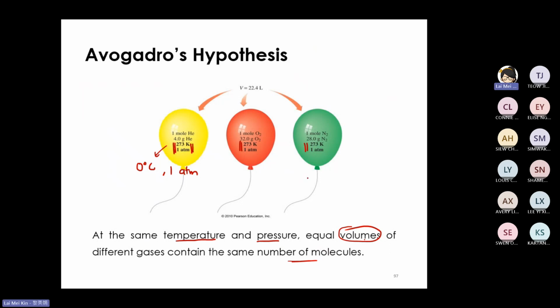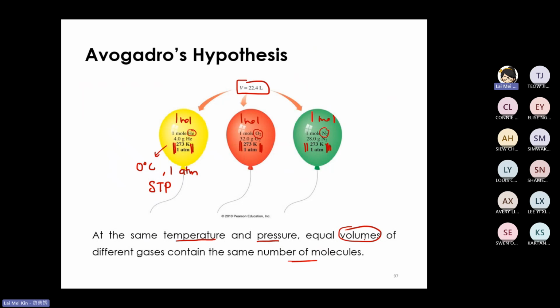We just learned just now. Standard temperature and pressure. All of these are at 273 Kelvin, 1 atm. I have helium, oxygen, and nitrogen. All of them will have 1 mole, 1 mole, 1 mole. 1 mole of gases, and the volume will also be the same, 22.4 liter.